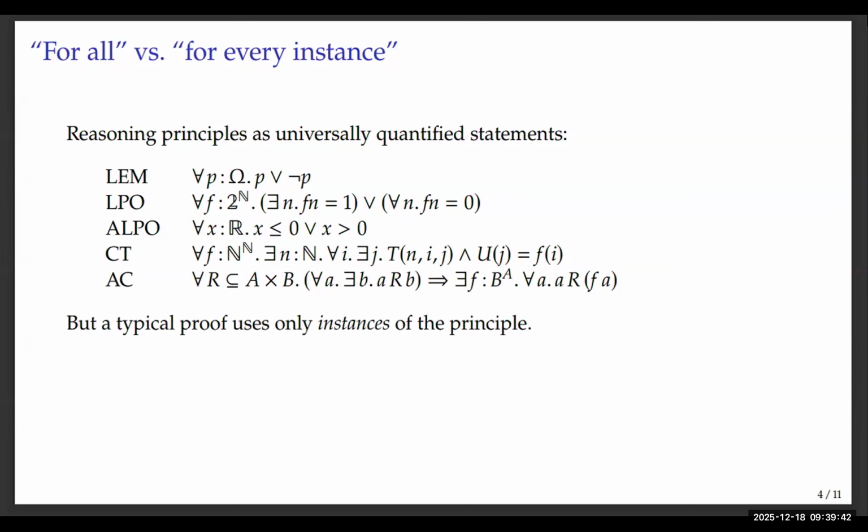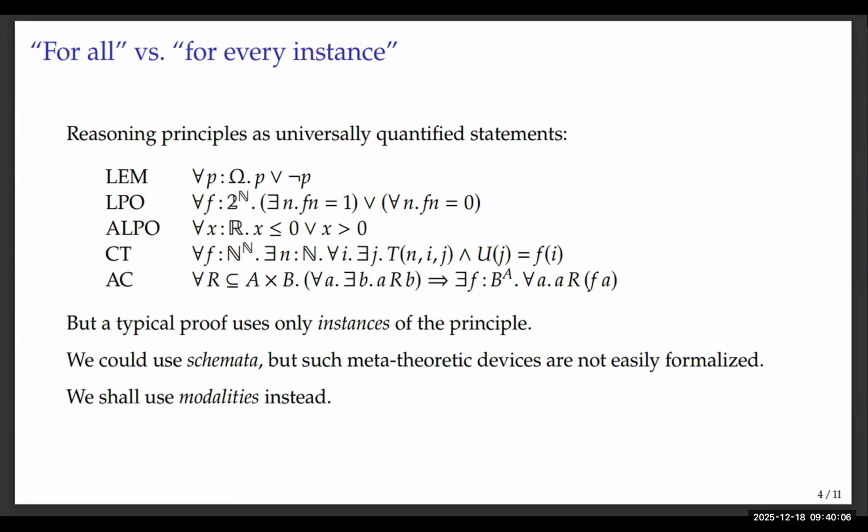So a typical proof uses just some instances. The way we phrase the theorem is to say that excluded middle holds, but then we just use some instances of it in the proof. So what's going on? Well, we are observing the difference between claiming that something holds in its universal form versus that we have a schema, right?